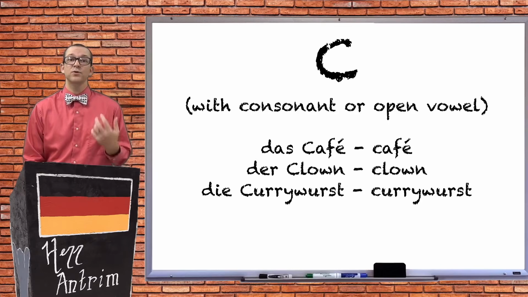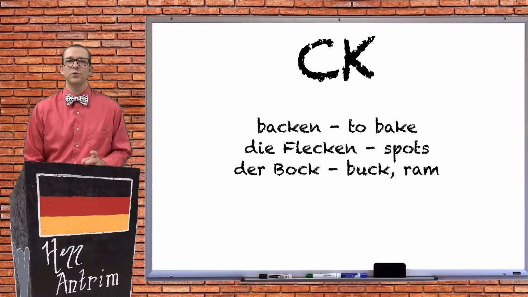The letter C is almost always combined with something else. If it is followed by a consonant or a vowel sound that comes from the back of your mouth, it sounds like a K, as it does in English. Kaffee, Clown, Currywurst. This is the same sound used when the C is combined with a K. This sounds exactly like it does in English.